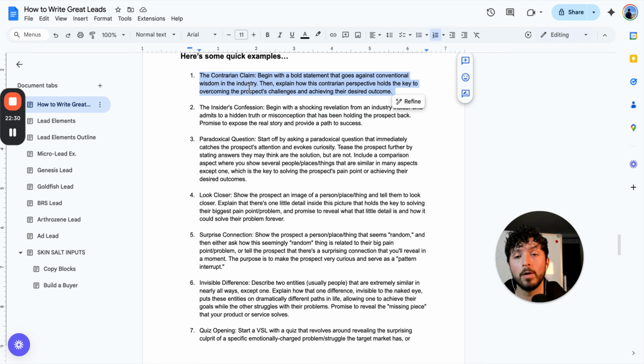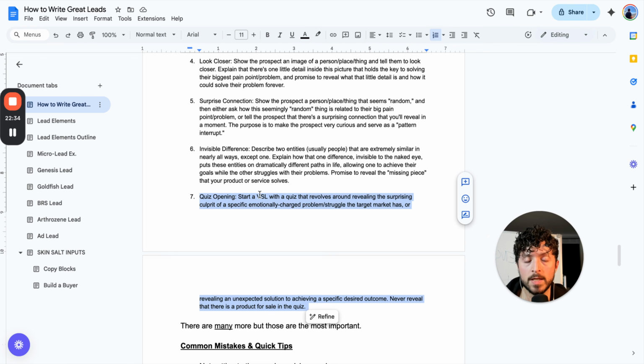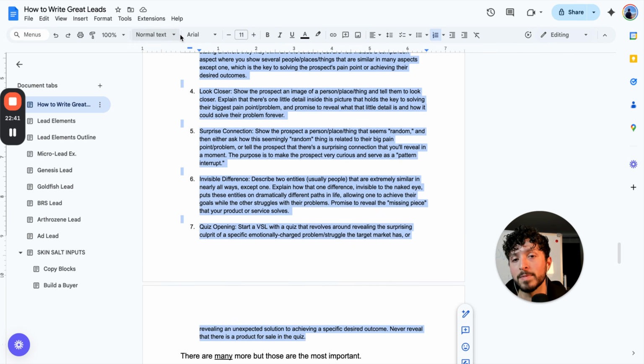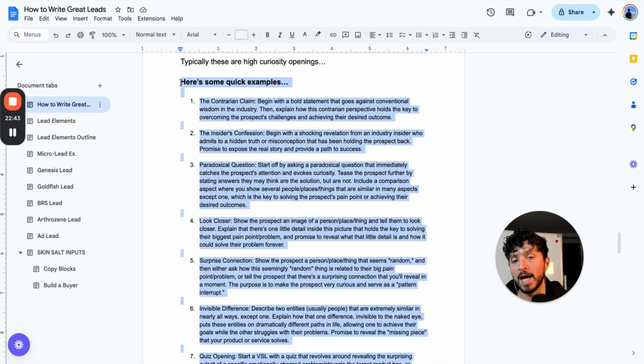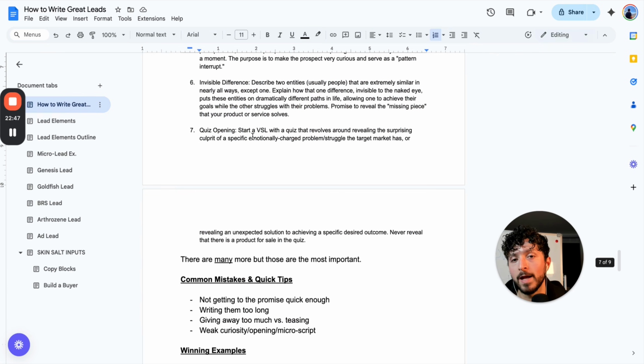Contrarian claim, stop drinking water if you want your skin to look better. Quiz opening, which of these vegetables kills your testosterone? Broccoli, carrots, or asparagus, right? Most people don't really know. So all of these have worked. I'm citing specific examples of VSLs I know that have done multi-million dollars, and they just follow these basic patterns. So use them, okay? Really powerful.